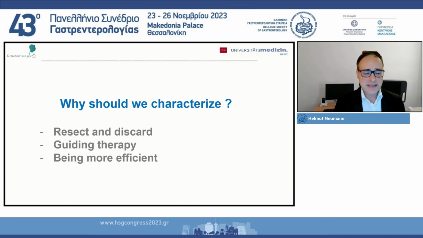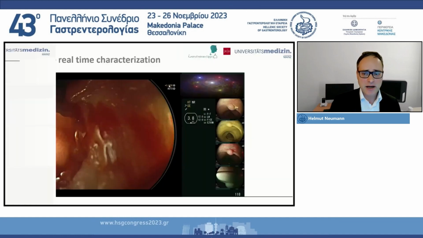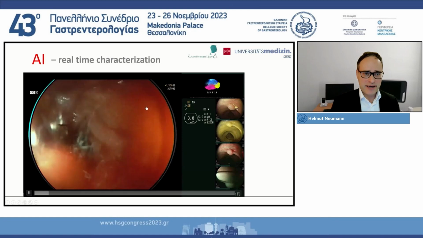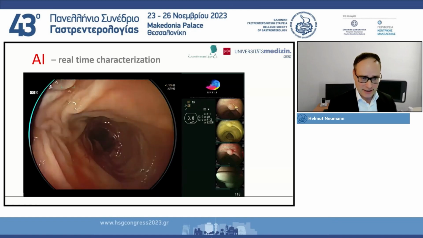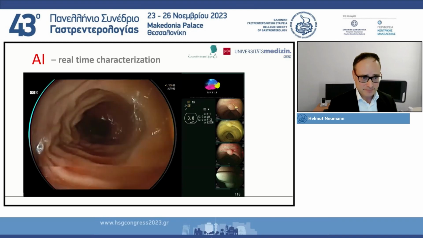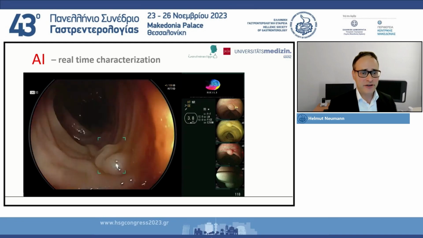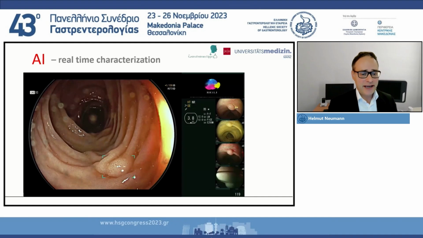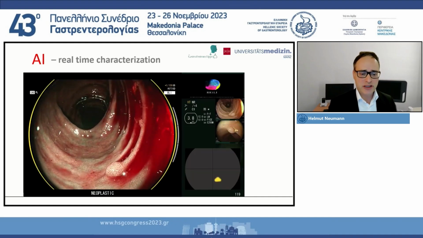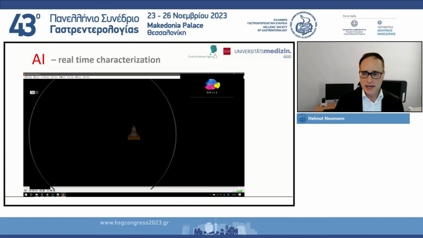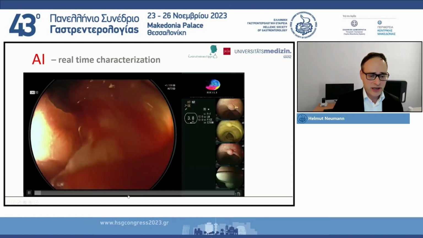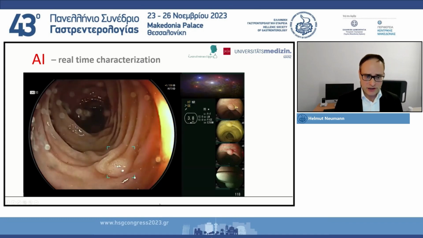And then finally, dear colleagues, why should we characterize? Because characterization in endoscopy is of paramount importance for resect and discard strategies, and for guiding endoscopic therapy in general, to become more efficient. And this is how it works at the moment. We are doing a real-time study here. We're inflating air in a non-deflated, inflated colon, and the polyp is identified. You switch the button on the handle of the scope, and immediately you get the characterization showing you if this is a neoplastic or a non-neoplastic lesion.